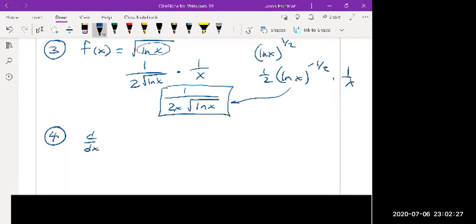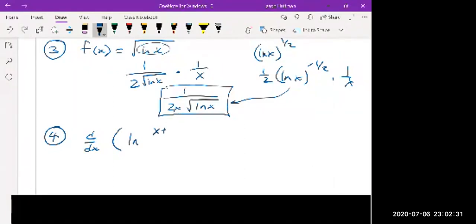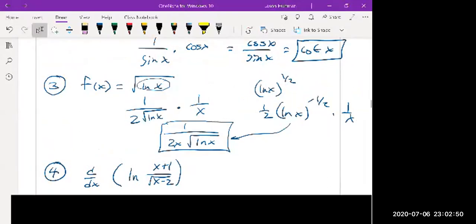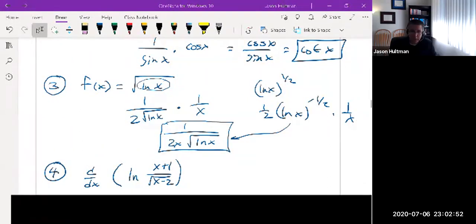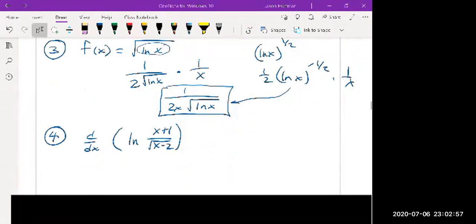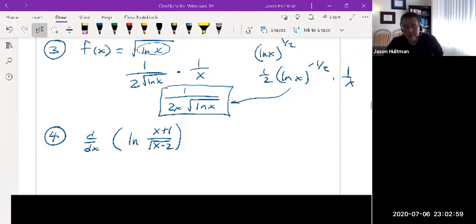Okay, let's take the derivative of the natural log of (x plus 1) over (the square root of x minus 2). Ooh, this looks fun. Any ideas on this one? Any ideas on how to approach this? Any ideas at all? Quotient rule? Quotient rule. Yeah, quotient rule.